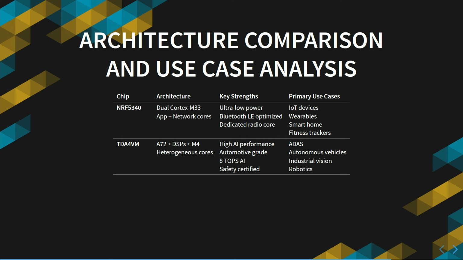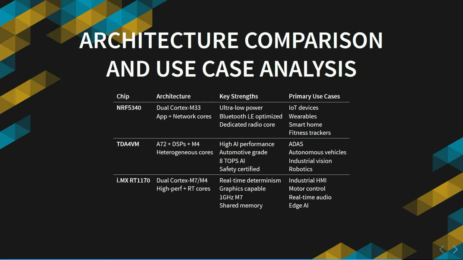The TDA4VM with its heterogeneous A72 plus DSP plus M4 architecture delivers high AI performance and is automotive grade with safety certifications. Now, those use cases are ADAS, assisted driving technology, autonomous vehicles, industrial vision, robotics, drones, and more sophisticated applications where you want to have AI on the edge system.